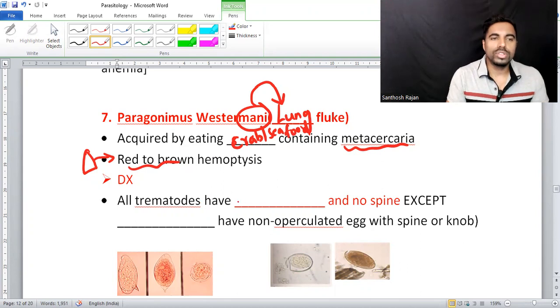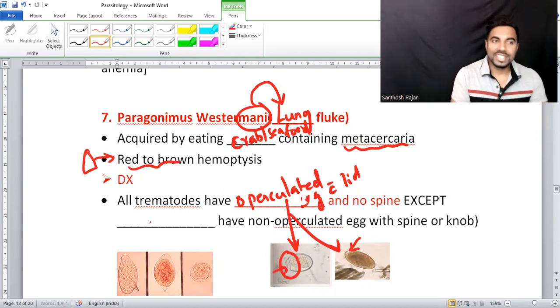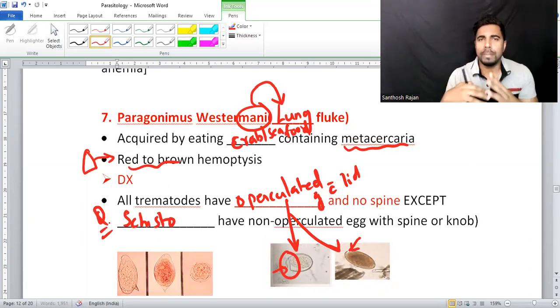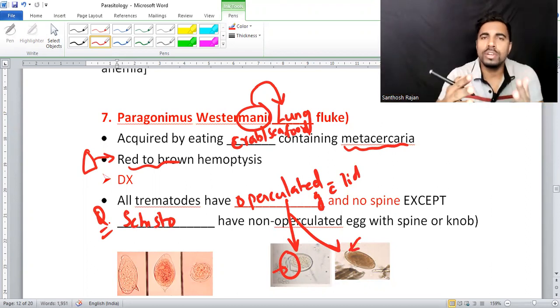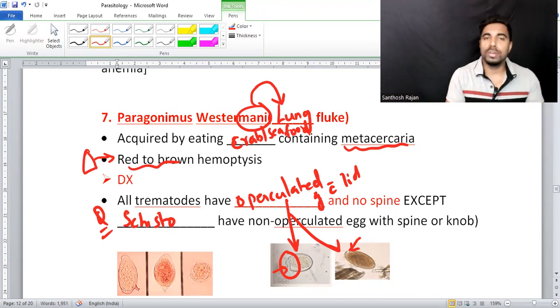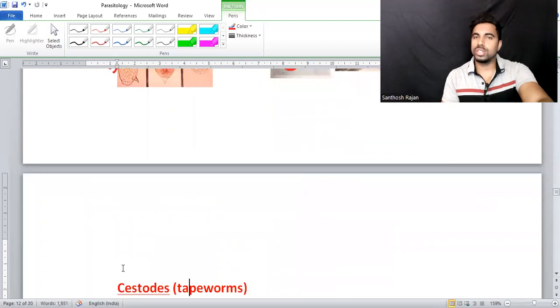Now, all trematodes have, I told you, operculated eggs, eggs with a lid. Just like this. See, it's opened and the lid is there. And they don't have any spine. The exception is Schistosoma. I'm repeating it because it's asked many times. The eggs are completely covered, not open, so they are non-operculated. Instead, they have a spine. It could be a lateral spine in mansoni, a terminal spine in haematobium, or just a knob, a small nose, in japonicum. So please remember, that's the exception.